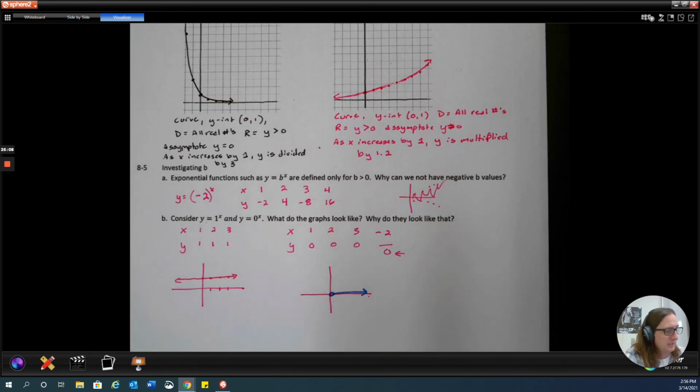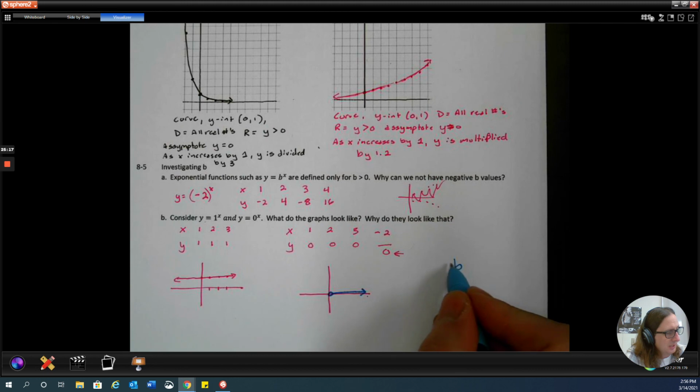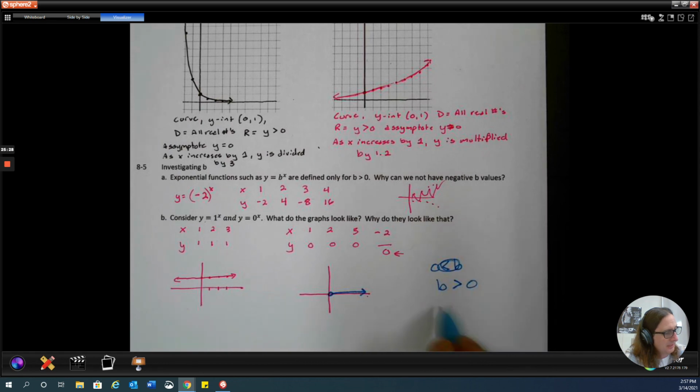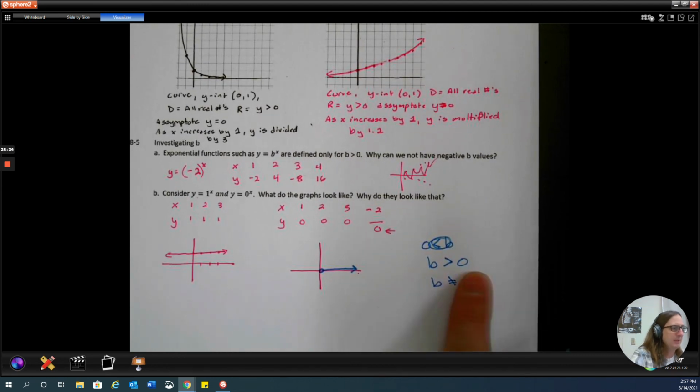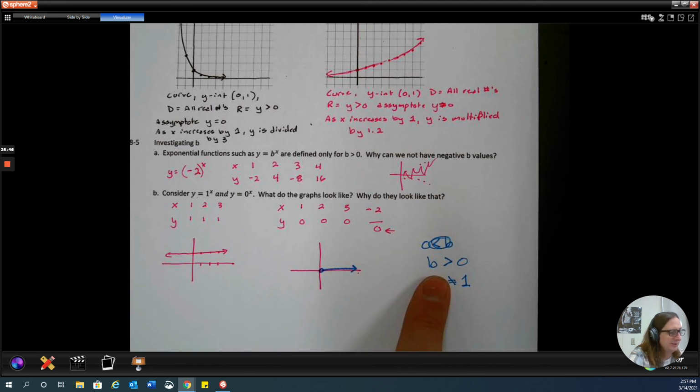So when we're looking at exponential functions, we're really looking for b values. B values have to be greater than 0. B has to be greater than 0, and B cannot equal 1. So basically, it has to be a positive number, can't be 0, and 1 doesn't work because that just makes a horizontal line. So if we want exponential functions, we have to have a number that's greater than 0 and not equal to 1.